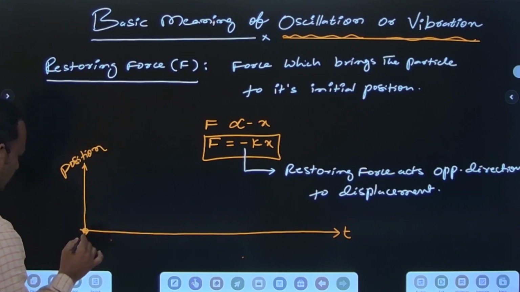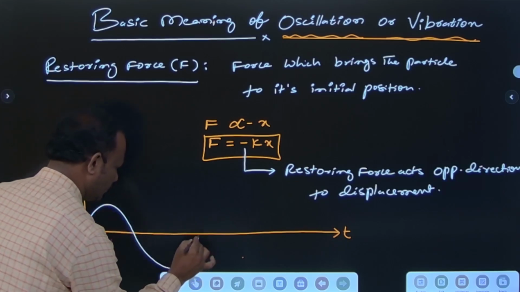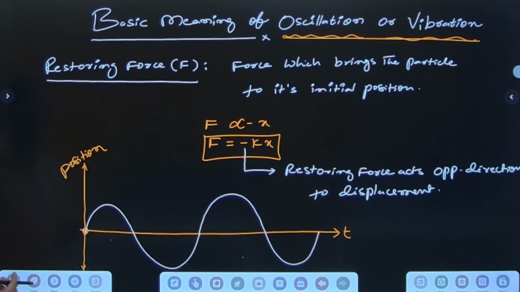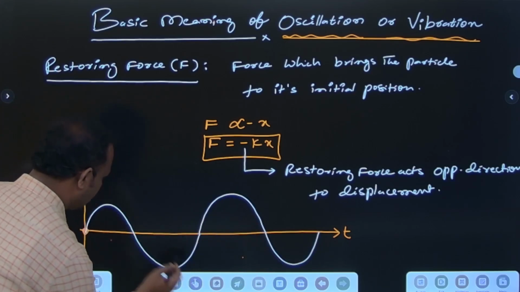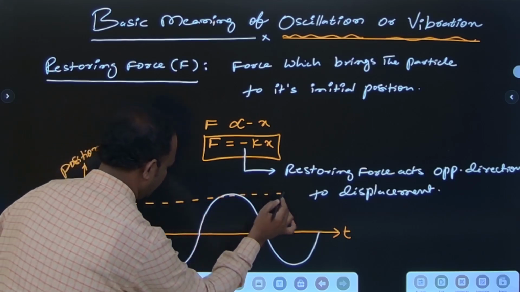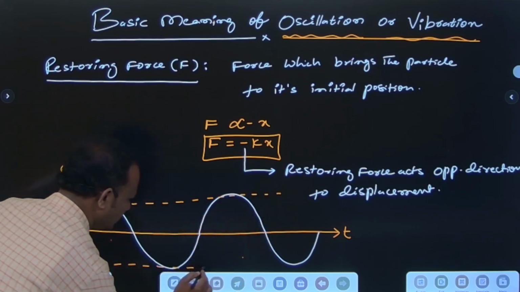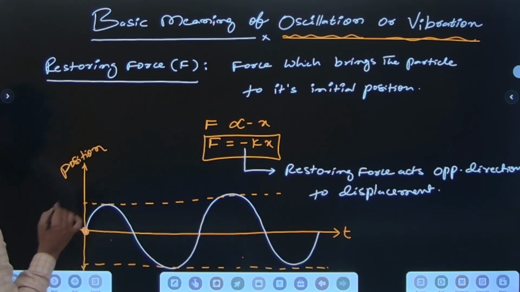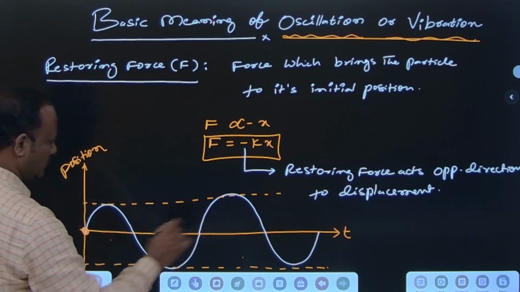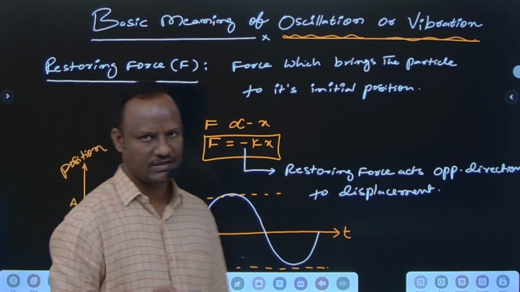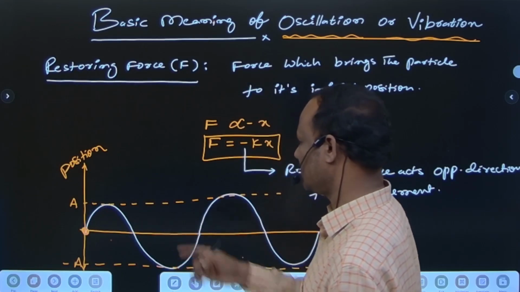Now we can observe the same amplitude on either side of the mean position. The line expresses the mean position. This is A, and this is minus A. A can never be negative, but minus A indicates the other side of the oscillation.